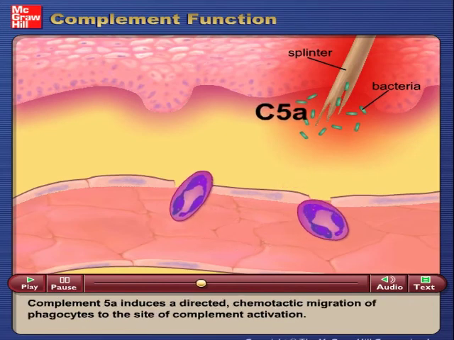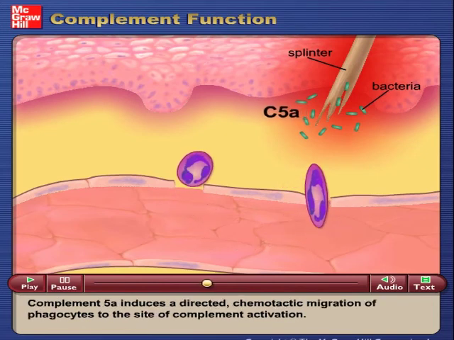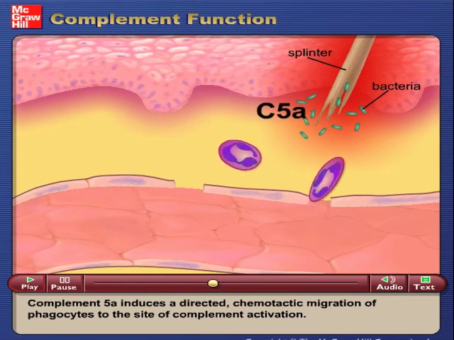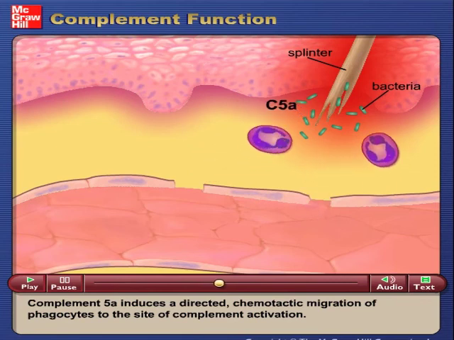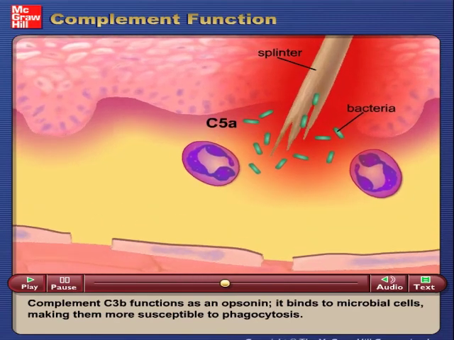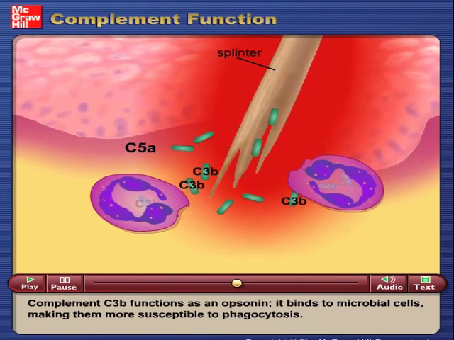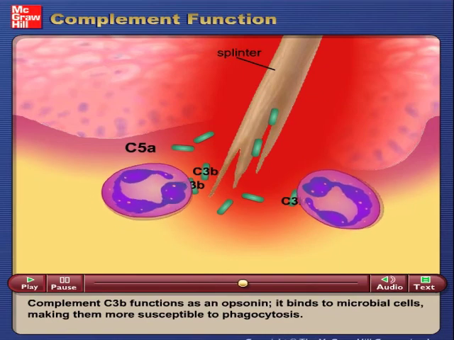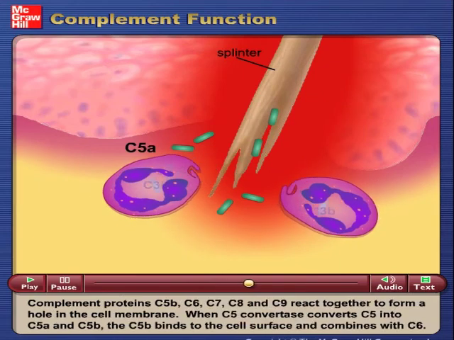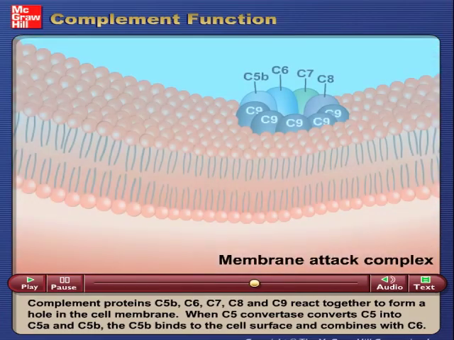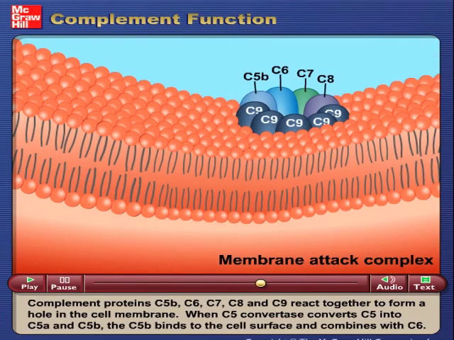Complement C5a induces a directed chemotactic migration of phagocytes to the site of complement activation. Complement C3b functions as an opsonin. It binds to microbial cells, making them more susceptible to phagocytosis. Complement proteins C5b, C6, C7, C8, and C9 react together to form a hole in the cell membrane.